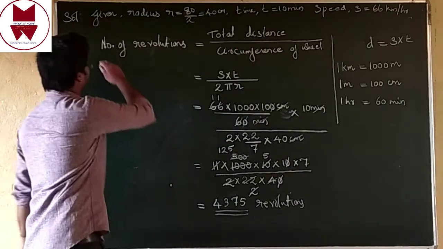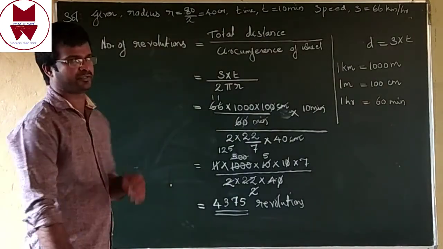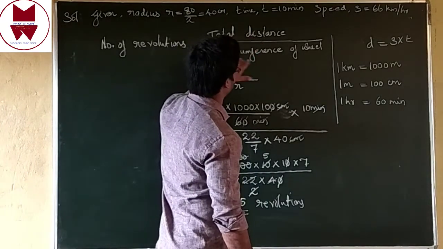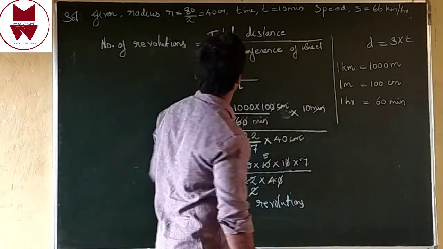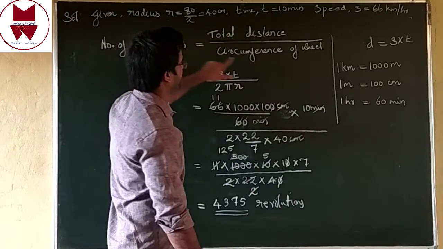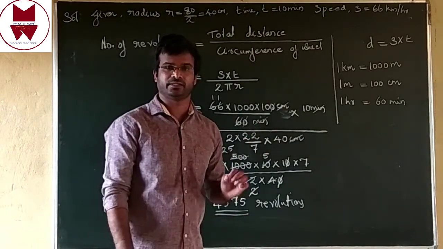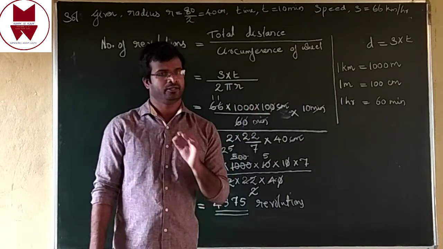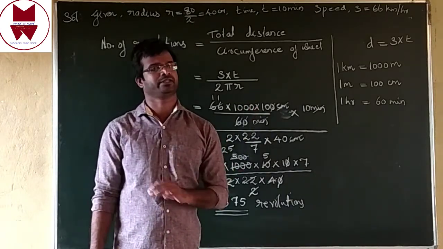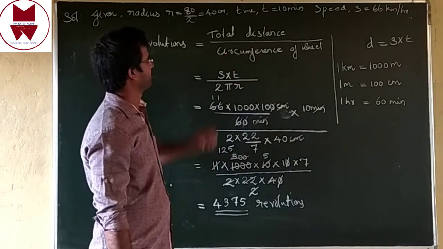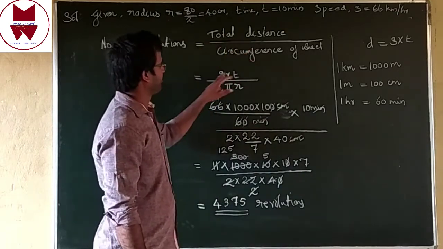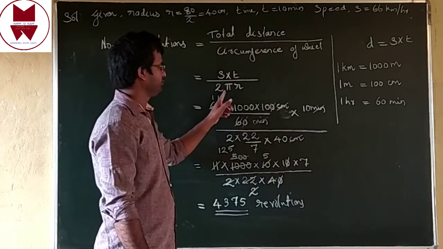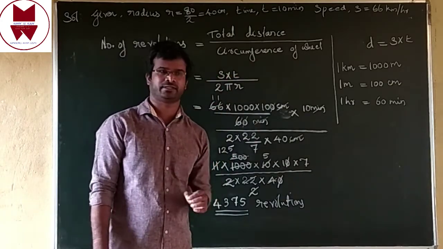Now, the number of revolutions, we have to find out the number of revolutions of that wheel. That is total distance divided by the circumference of a wheel. Keep in mind, whenever revolution is there, we always use the circumference of the circle. Revolution, otherwise rotation also. Some questions will write rotation. Rotation and revolution are equal. That time we will use only circumference. And total distance means S into T, divided by the circumference of the circle, 2 pi r. That is the formula you have already studied.